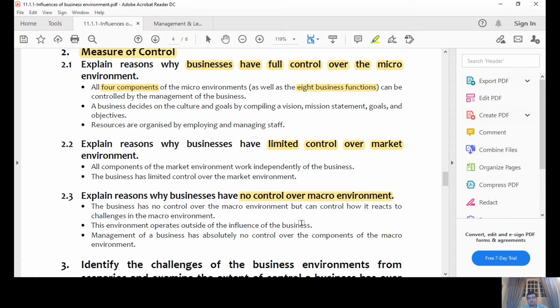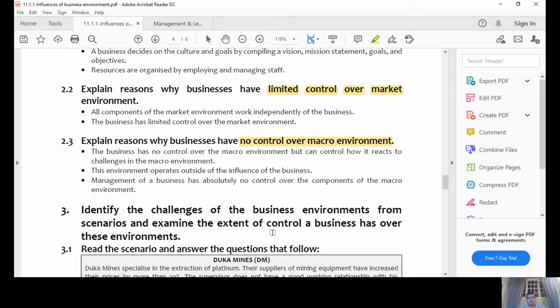You as a business can't control interest rates. You can't control inflation rates, or exchange rates, or anything in the economy. As an individual business, you cannot control that. So that means that the business has no control over the macro environment, everything that is outside the business.